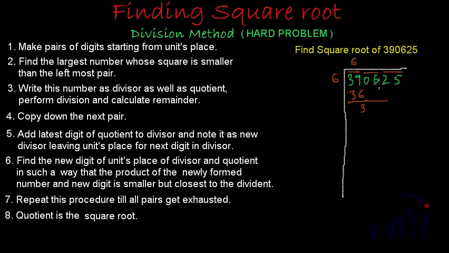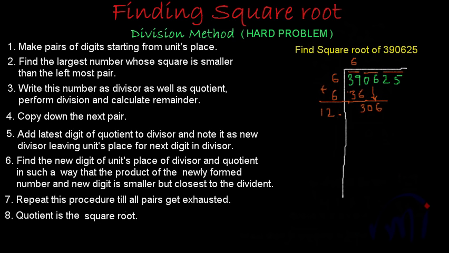And then they say copy down the next pair. So the digits at the next pair are 0 and 6. I have copied it down, and then they say add the latest digit in the quotient to the divisor. So the latest digit in the quotient is 6. I have to add it to the divisor. So 6 and 6 is 12, and note it as the new divisor, leaving the units place for the next digit in the divisor. So 6 plus 6 is 12. I'll note it down, leaving this place for the new digit in the divisor.